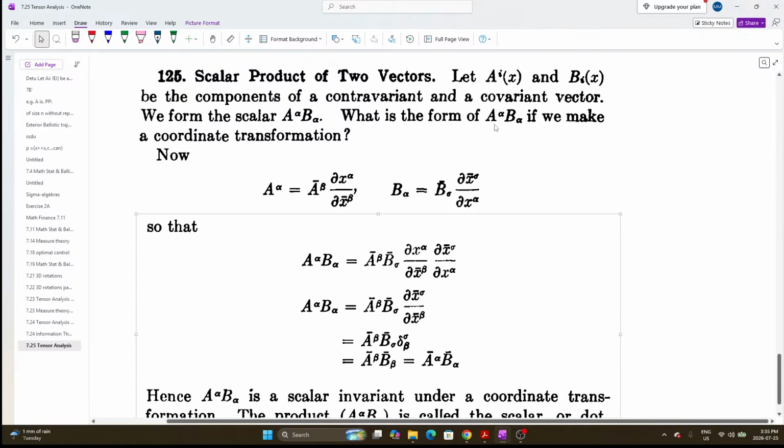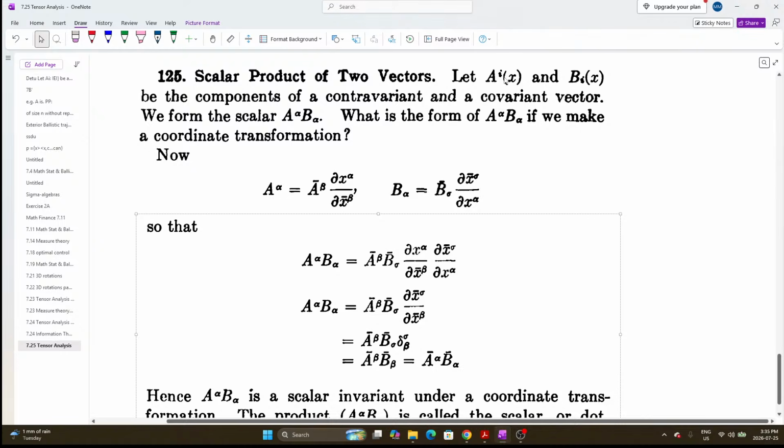So there's one up and one down, huh? That's one up and one down. Okay, sure. I mean, not exactly the same idea, but hopefully we can figure out the strategy. So you have A^i upstairs and B_i downstairs. And then, of course, A^α B_α is just the one number, right? So now, what is the form of A^α B_α if we make a coordinate transformation?